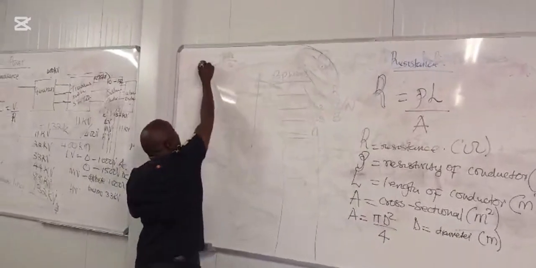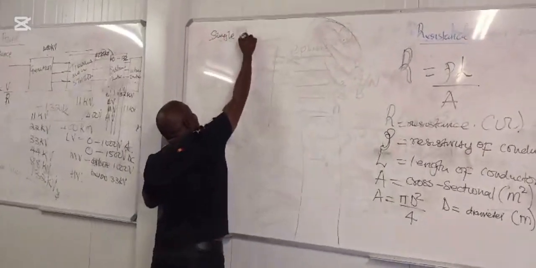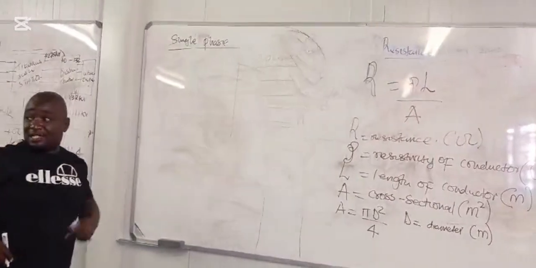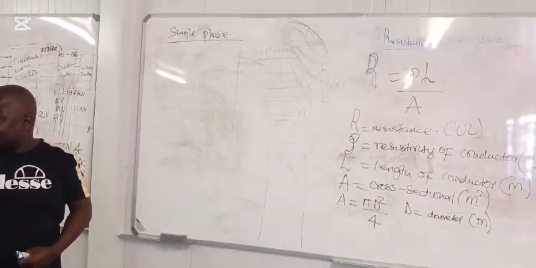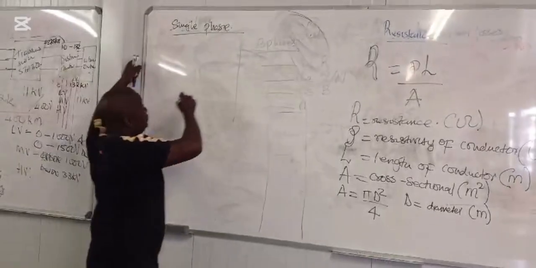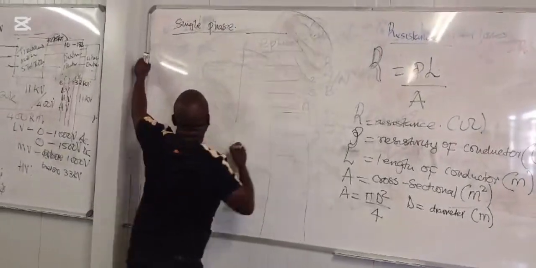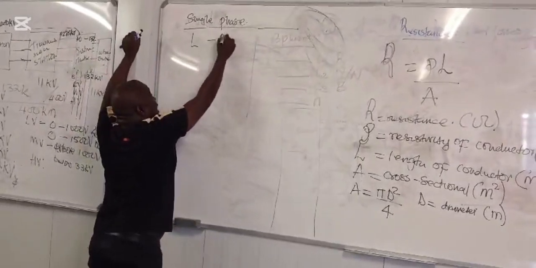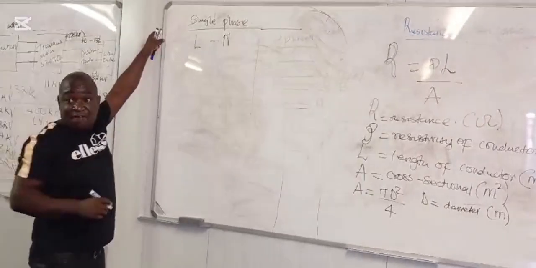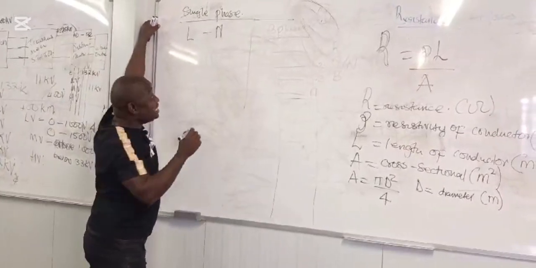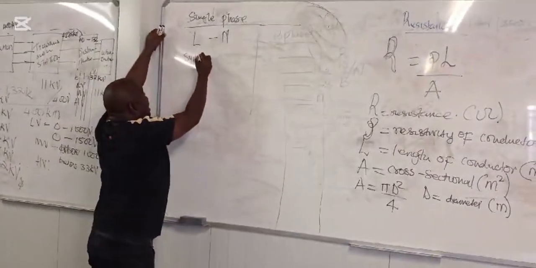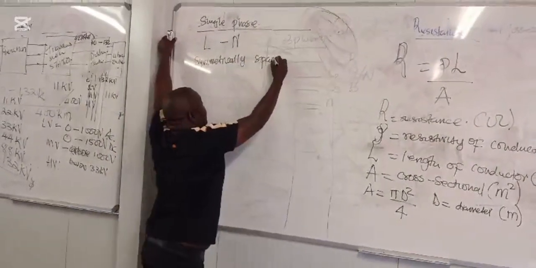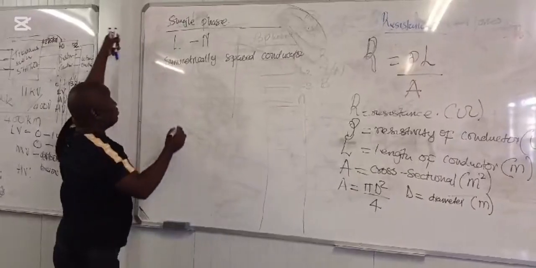symmetrically. Let's say for a single phase, overhead transmission, overhead line. Now, in a single phase, we know that we have live and the neutral. Now for symmetrically spaced conductors in a single phase, the conductors will be spaced this way.